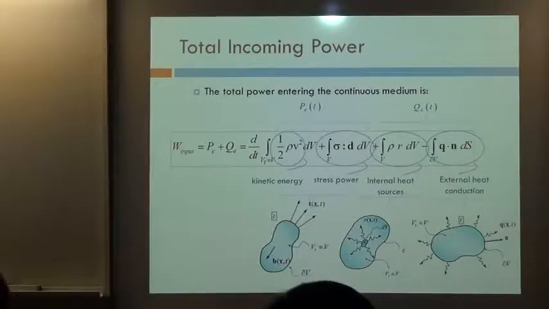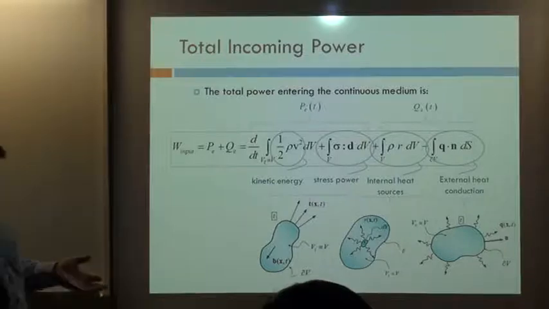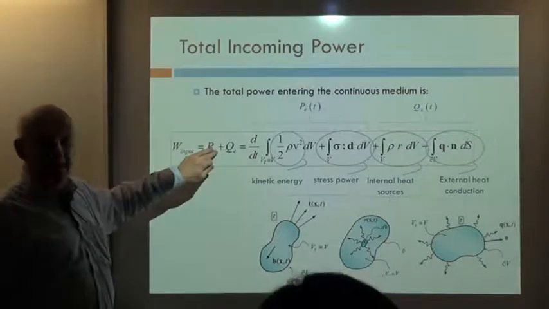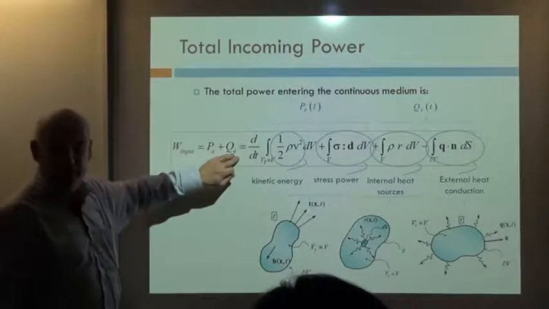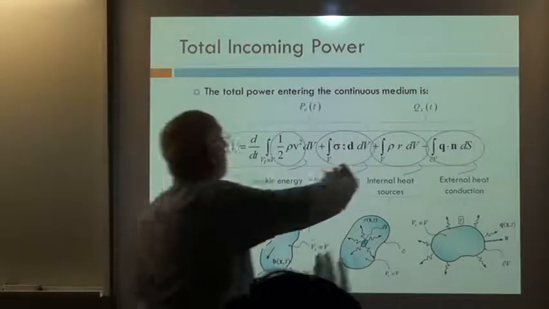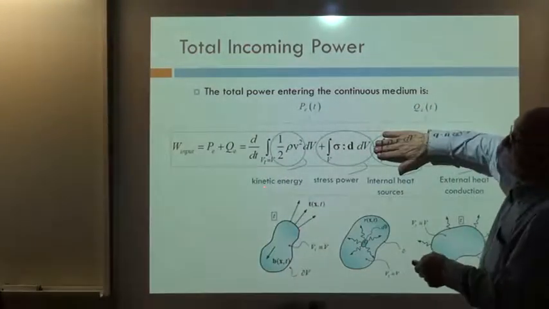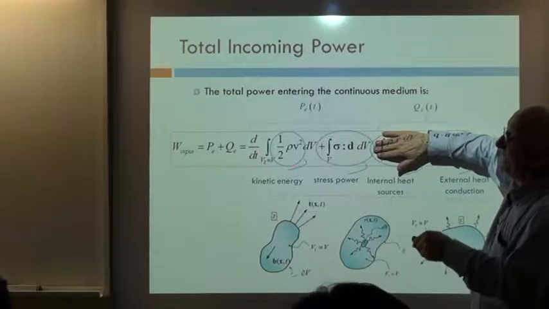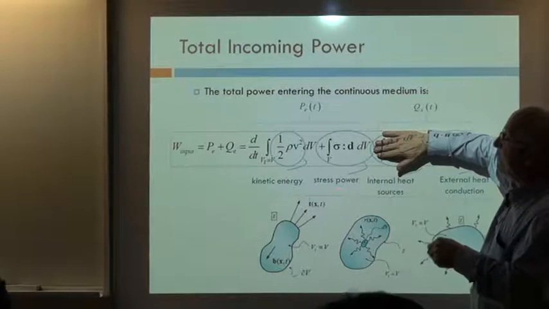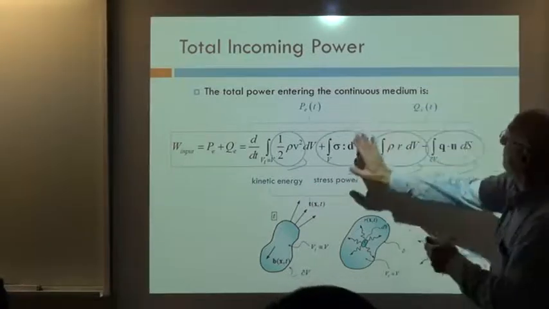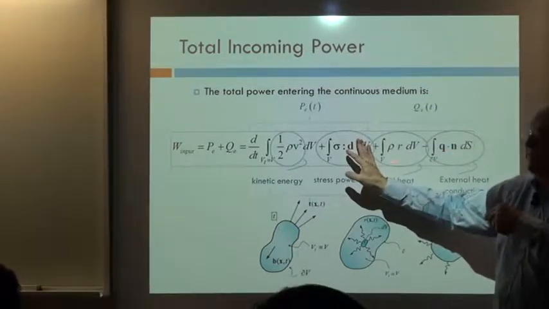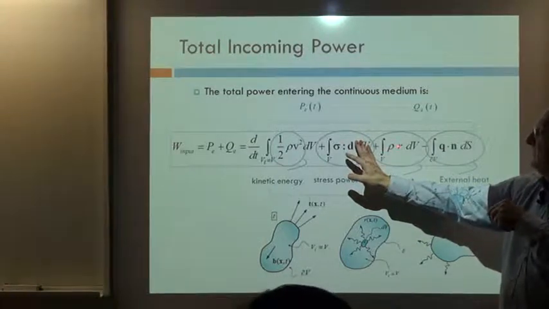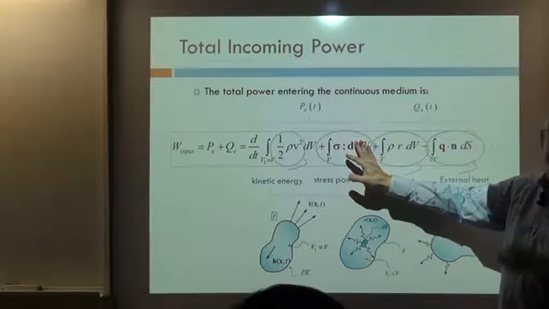Now, let's talk about the total incoming power. We have seen that there are two ways of entering power into the body. One is the mechanical power, the other is the thermal power. The first part, in virtue of the theorem of the expended power, is equal to the variation per unit of time of the kinetic energy plus the stress power. That's what we have seen. The second part is what we have just recently seen. We have just seen that this is due to the heat sources and the convective flux.